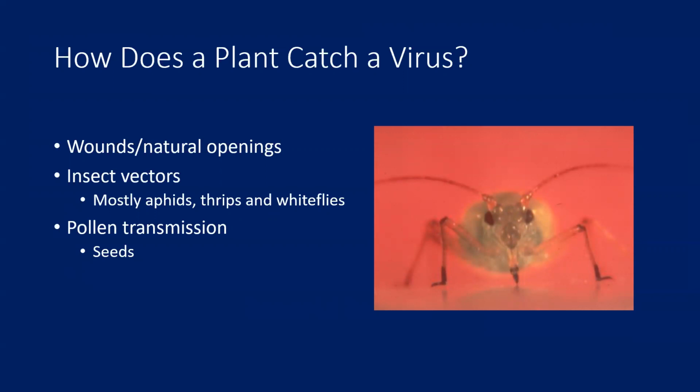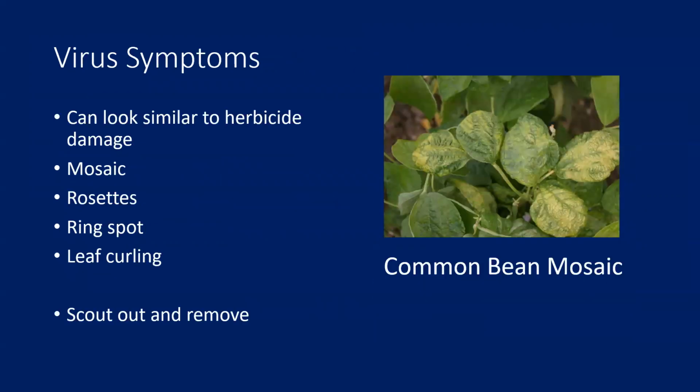One other way that viruses are spread is through pollen transmission or seeds. And I mentioned earlier that bacteria and some fungal infections can also be spread that way. Virus symptoms are very unique looking, and when you see them, you'll definitely think, that's very strange. They can look similar to herbicide damage. But some ways that we would describe virus symptoms include mosaic, rosettes, ring spots, and leaf curling.